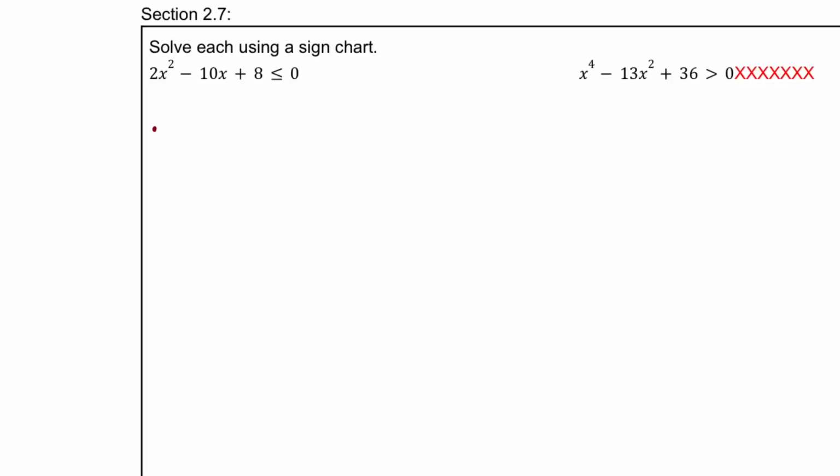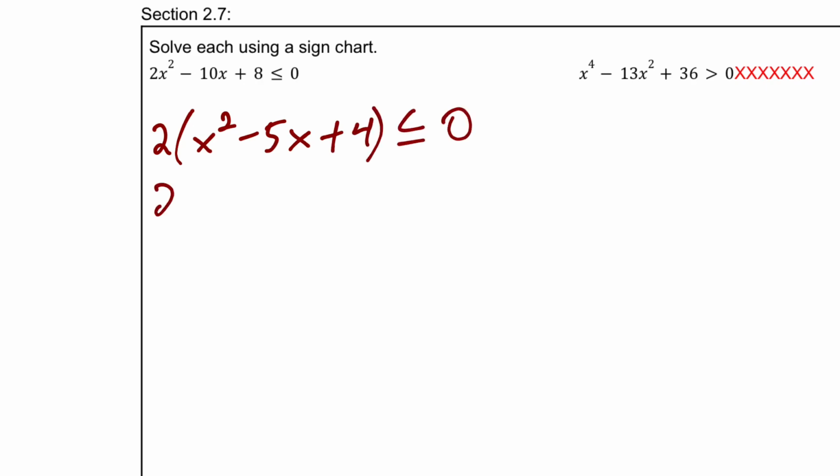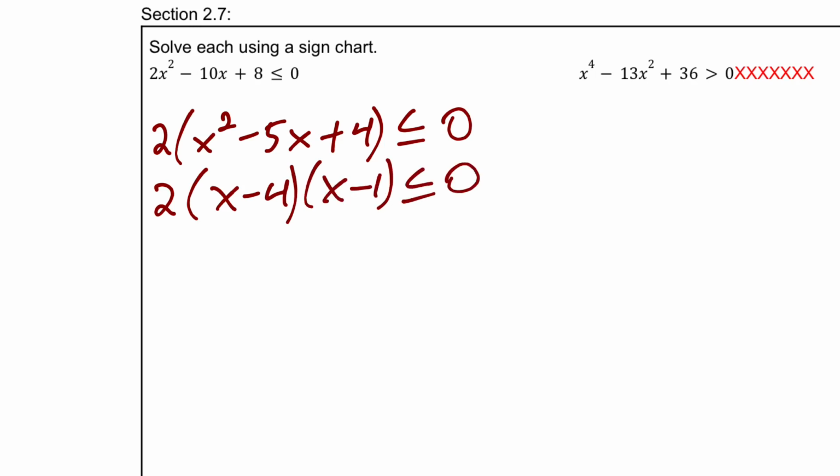So let's factor out a 2 here, and this gives us x squared minus 5x plus 4 is less than or equal to 0. And I can factor this into x minus 4 and x minus 1 is less than or equal to 0. These tell me my significant values. So I'll put a 1 here and a 4 here on a number line. And you could either plug in numbers or graph it. And you would be looking for when is the graph less than or equal to 0.